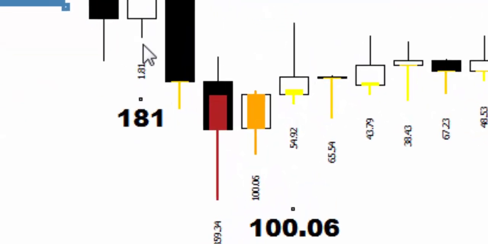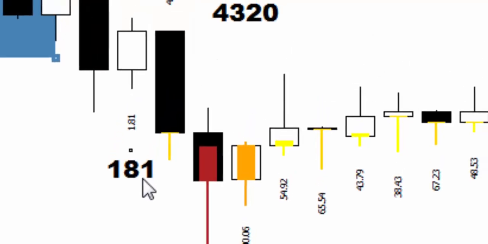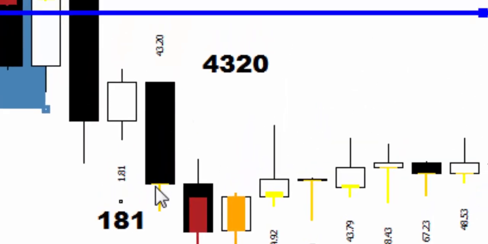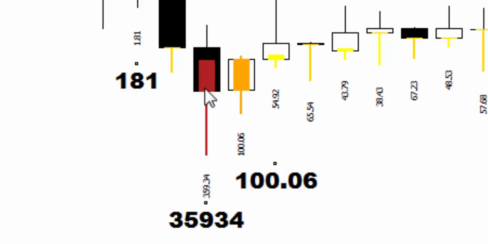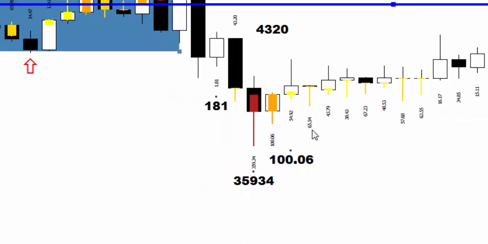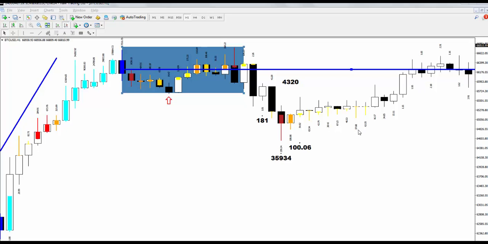This candle here had a value of 181. This next candle, the black one, was 4,320. So as the market's moving down, we can see that liquidity is increasing. And finally, on this candle here, we get a value of 35,934. Each of these candles has an associated liquidity value. It's just a bit small and hard to read, which is why I reproduced them here.